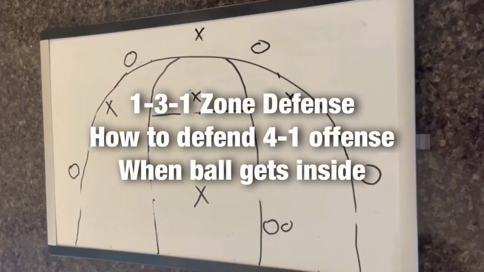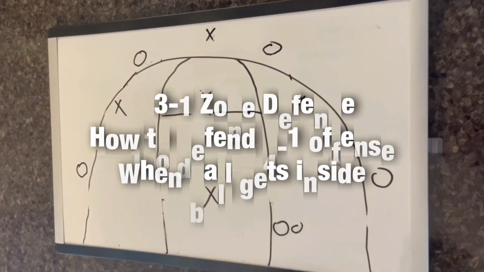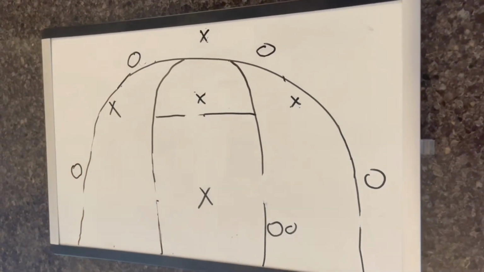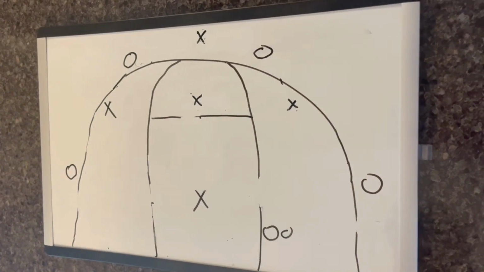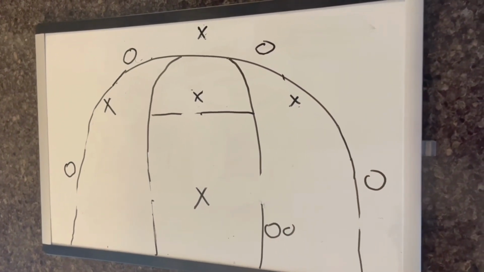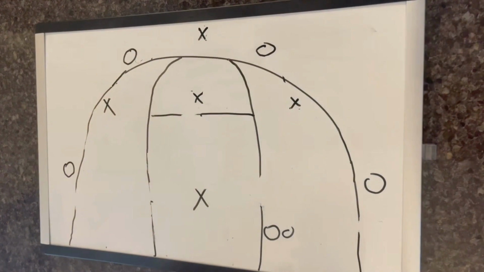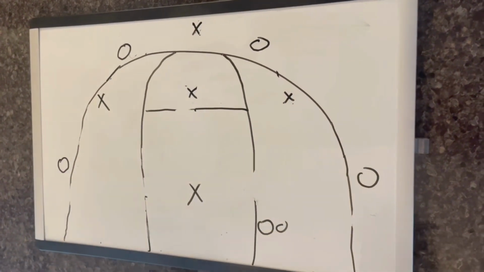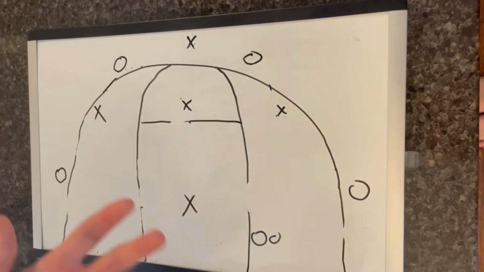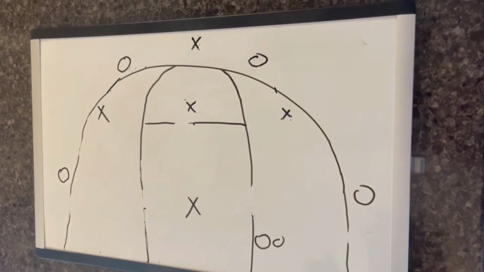Okay everyone, here's how you defend the ball if they get it inside on a 4-1. What you want to do first is you don't want to let them get it in. What you almost want to do is keep your arms out to disrupt the passing lanes to make it really hard for them to get it. But say they get it.